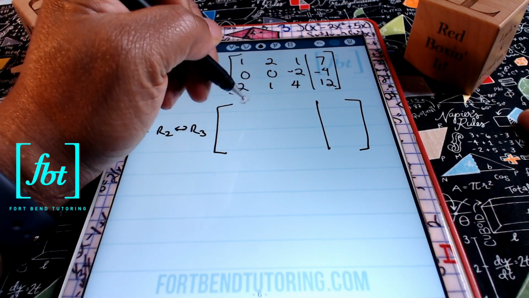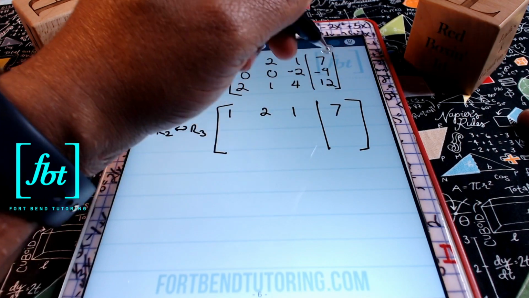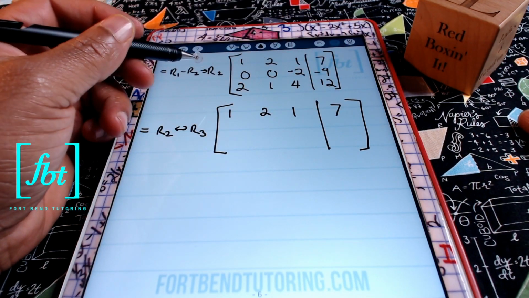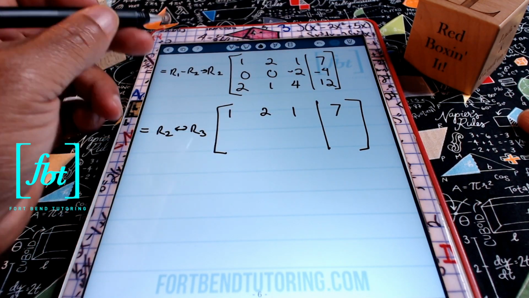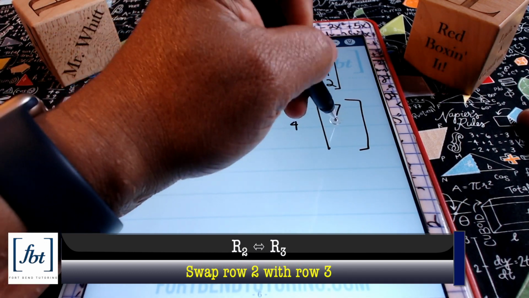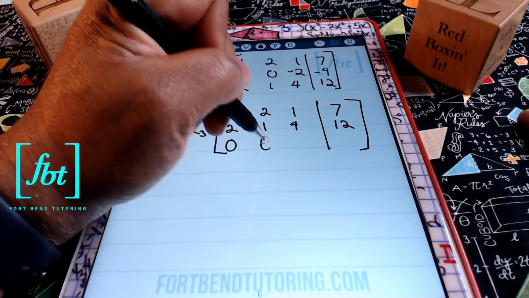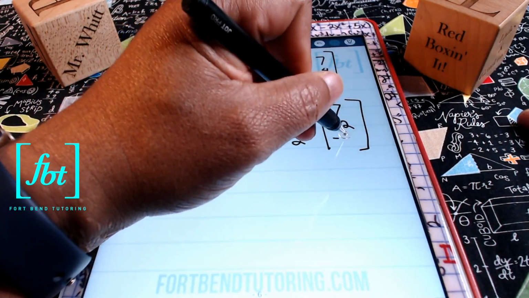So we're going to be bringing down the first row as it is, this 1, 2, 1, and 7. And then by swapping out the second and the third rows, I'm going to end up with 2, 1, 4, 12, while the third row will now be 0, 0, -2, -4.